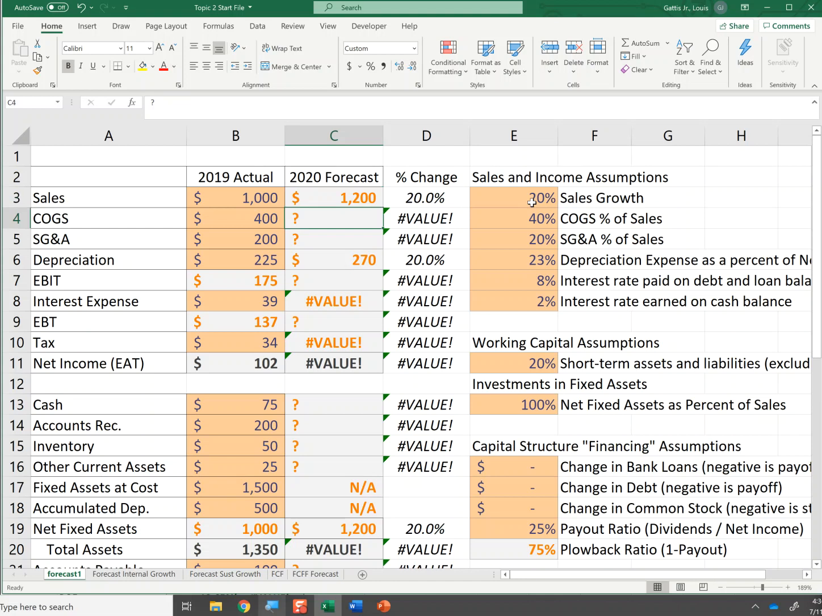And then I'm going to assume that cost of goods sold as a percentage of sales remains at 40%. You can see in 2019, 400 over 1,000 is 40%. So I'm going to assume that 40% of my sales is going to be cost of goods sold. So I'm not assuming any more efficiencies or less efficiencies by expanding the output. Those relationships hold. SG&A, I'll keep at sales times 20%. That's going to be my assumption of SG&A as a percentage of sales.